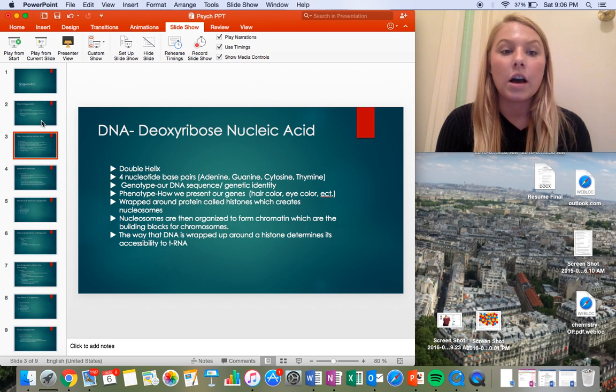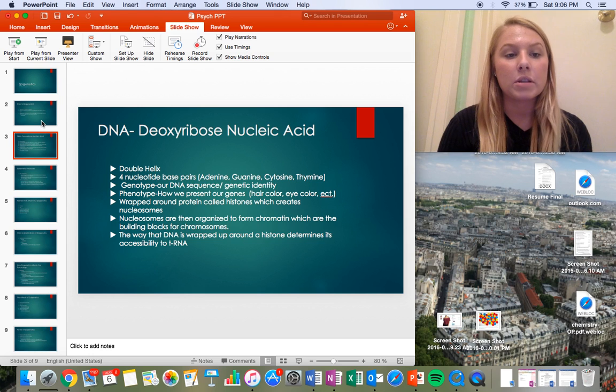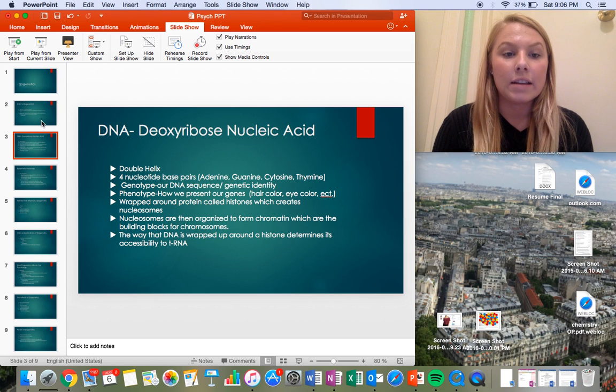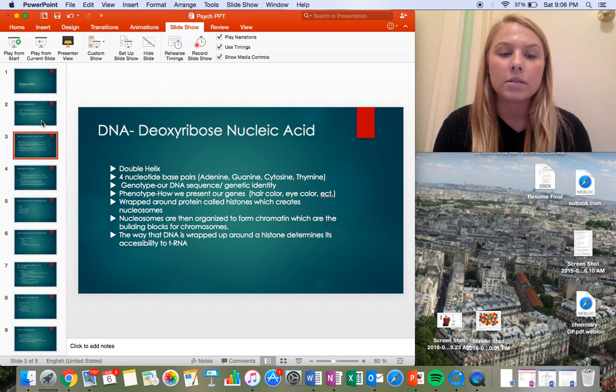In order to understand how the epigenetic processes work, we must first understand how DNA works. So DNA stands for deoxyribonucleic acid. It is in a double helix structure. It has 4 nucleotide bases, adenine, guanine, cytosine, and thymine. Our genotype is our DNA sequence or our genetic identity, and our phenotype is how we present our genes, such as our hair color and our eye color.